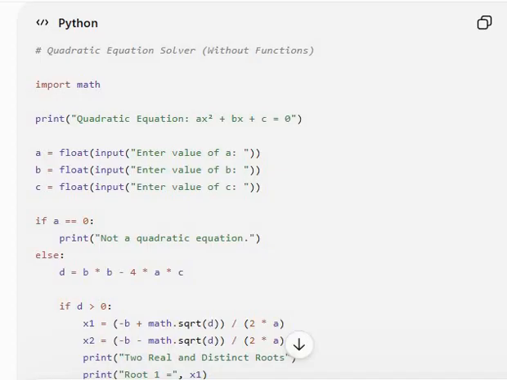A, B, C are the input variables. If A is 0, it's not a quadratic equation, it is linear. Otherwise, we need to calculate D, which is B square minus 4AC. Now what are the three conditions to be followed? D greater than 0, D less than 0, and D equal to 0.